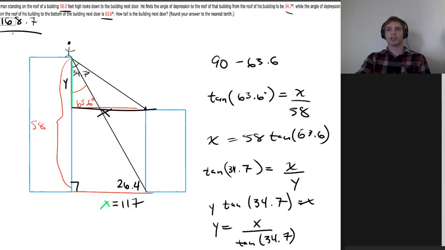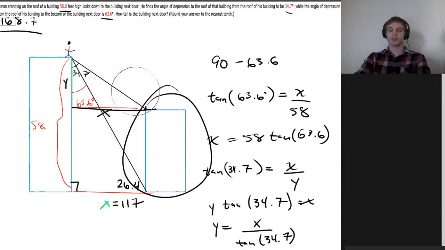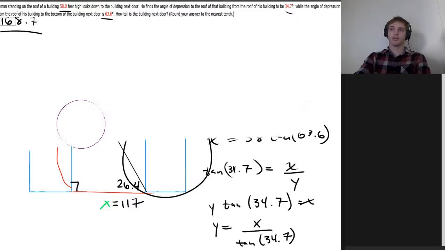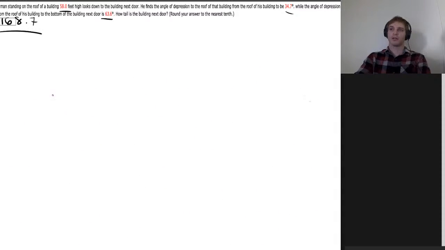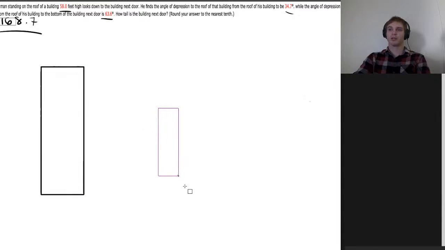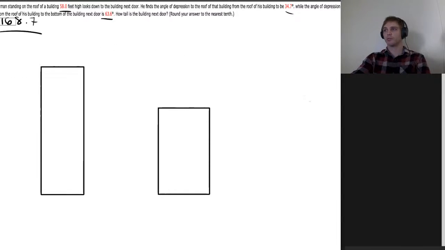So I don't think this is correct, because this building is taller than the next, unless that's what's going on. But it says he looks down to the building next door, so his building should be taller. So let's draw this situation up again. And this time, what I'll do is switch the angles. Okay. Makes sense.